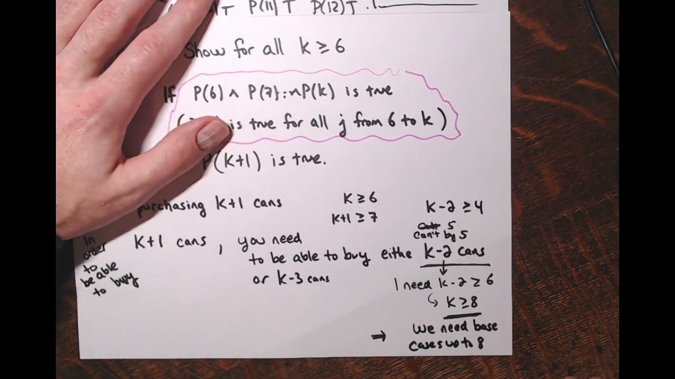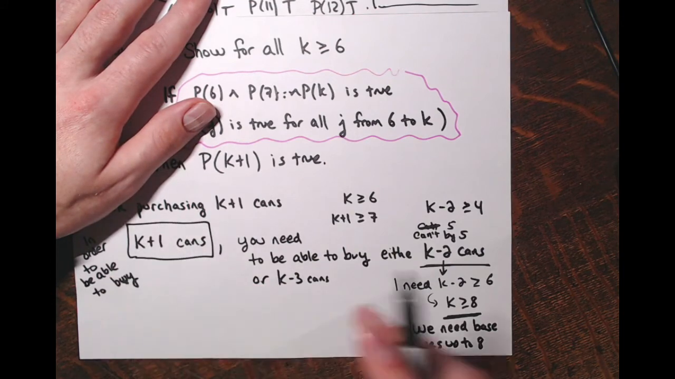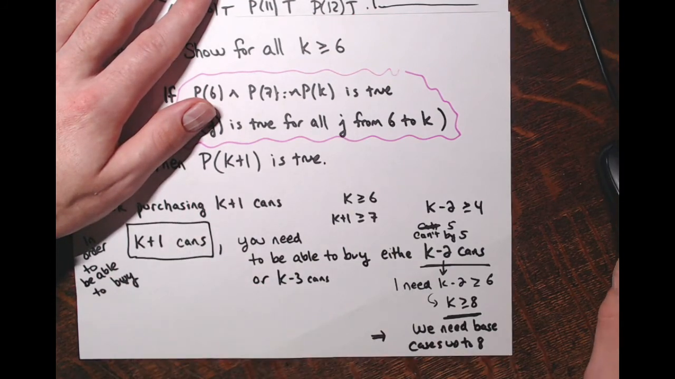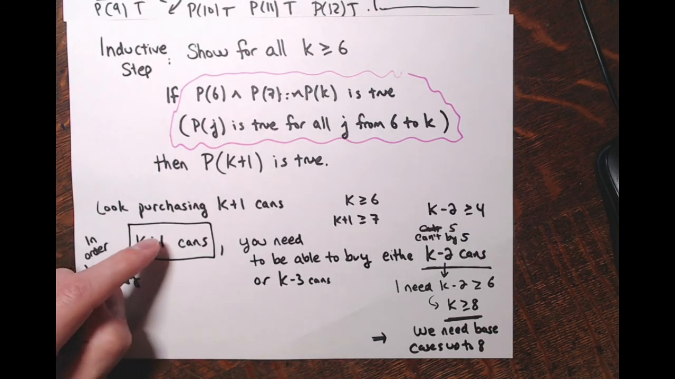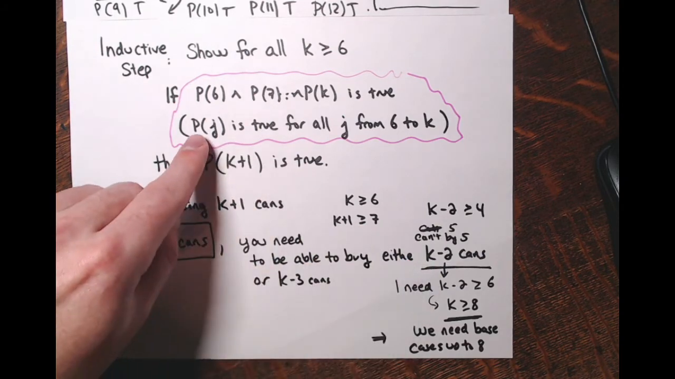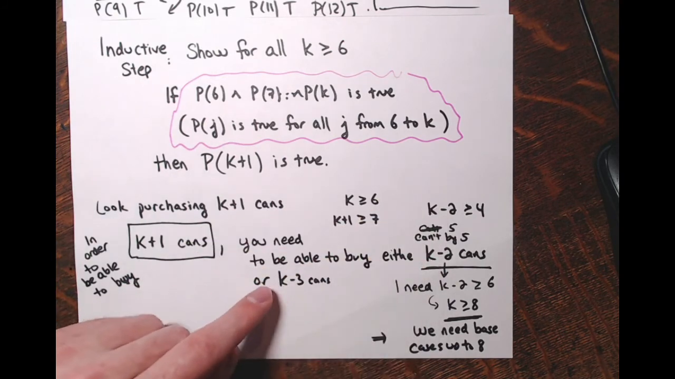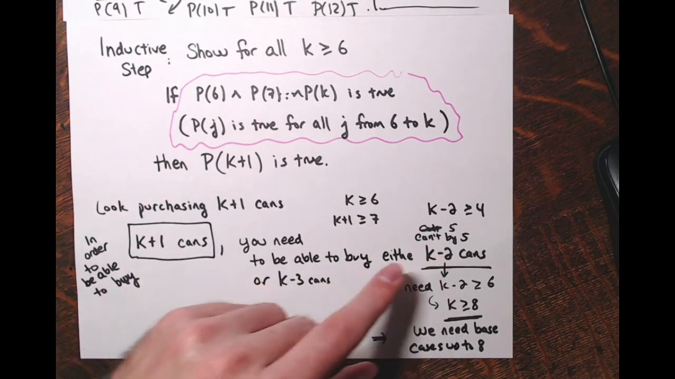I hope that made sense, right? I'll go through that one more time. If I'm trying to buy k plus 1 cans with 3-packs or 4-packs, I need to be able to buy k minus 2 cans. And I assumed it was true up to k, so I should be able to buy k minus 2 cans or k minus 3 cans and then just add a 3-pack or a 4-pack.